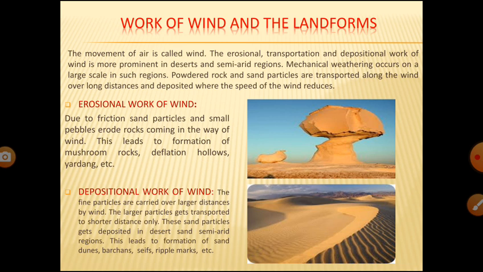Now, the last topic is depositional work of wind. The fine particles are carried over large distances by wind. The larger particles get transported to shorter distances only, and these sand particles get deposited in desert sand, semi-arid regions, and this leads to formation of sand dunes, barchans, seif, ripple marks, etc.